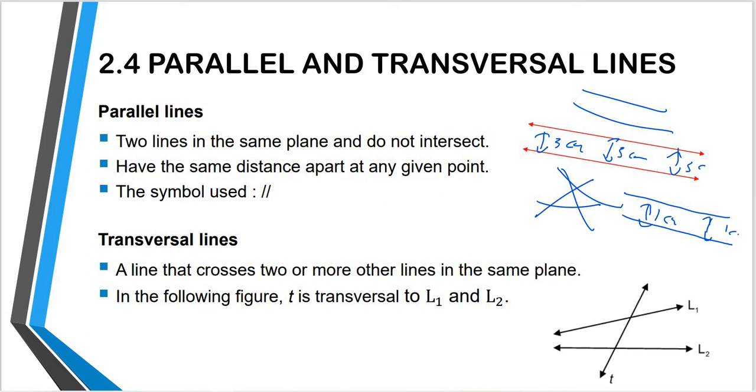And how about transversal line? Okay, a line that crosses two or more other lines in the same plane. Ni the same plane tu macam dalam sekeping kertas yang sama lah. Plane yang sama. Okay, in the following figure, T is transversal to L1 and L2. So this is L1, this is L2. So T ni ada langgar kat sini pula. That is what we call transversal lines.